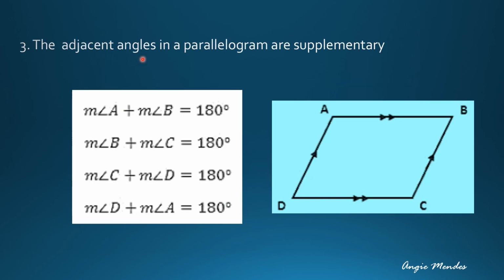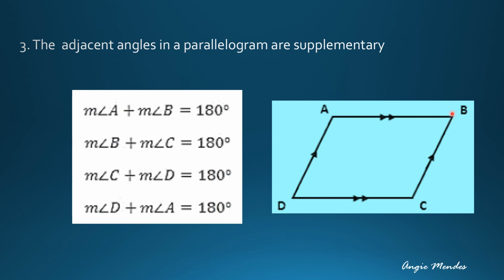The adjacent angles in a parallelogram are supplementary. So let's look at this figure. Here we have the parallelogram ABCD. So we have measure angle A plus measure angle B is equal to 180. These form a supplementary pair of angles.